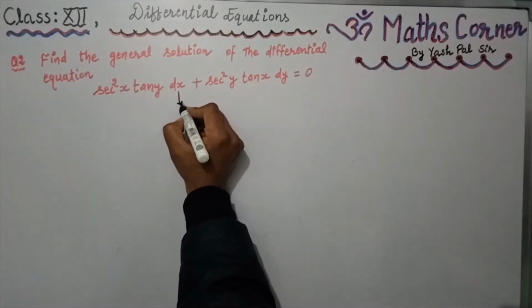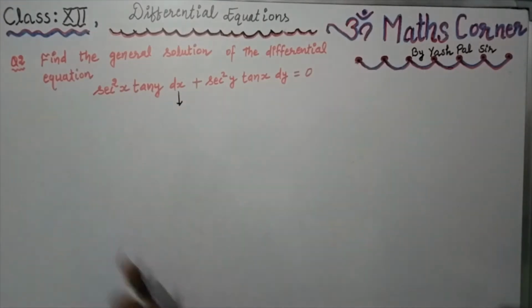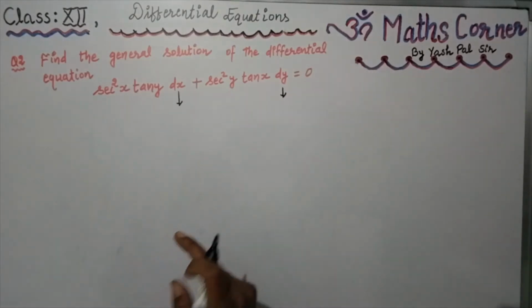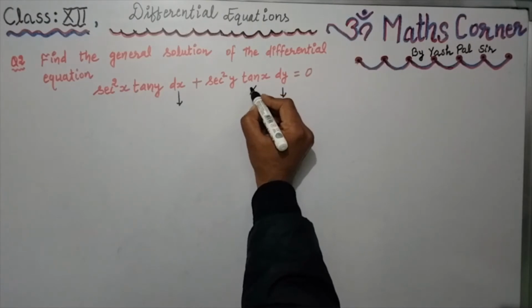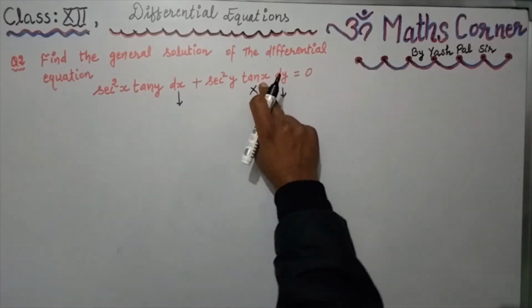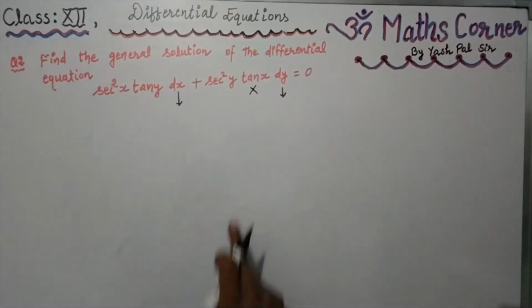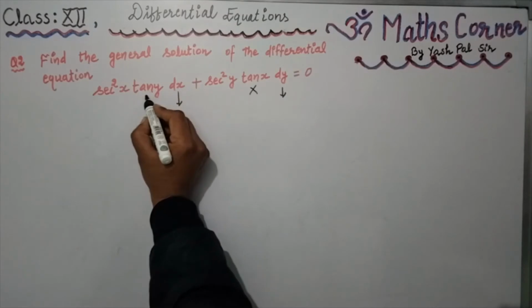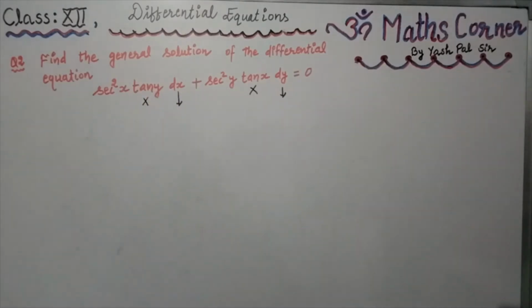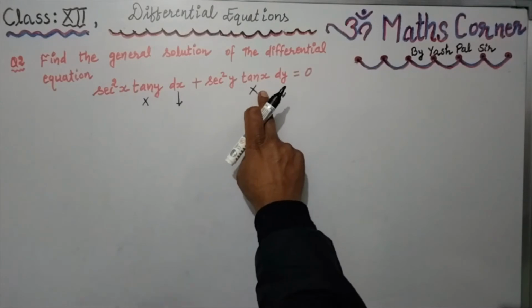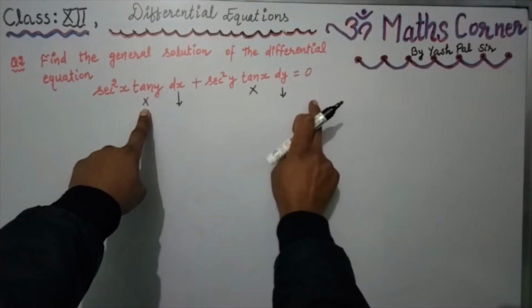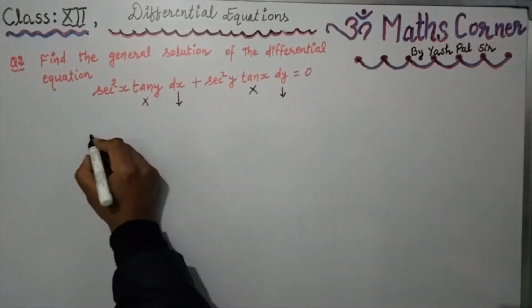Separating the variables means that with dx we have to attach only x terms, and with dy we have to attach only y terms. That is to say, here we have to reject this term by dividing both sides by tangent x, and with dx we want to reject this tangent y term. So we are dividing both sides by tangent x and tangent y.